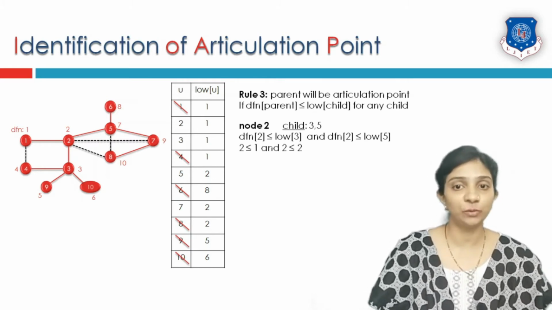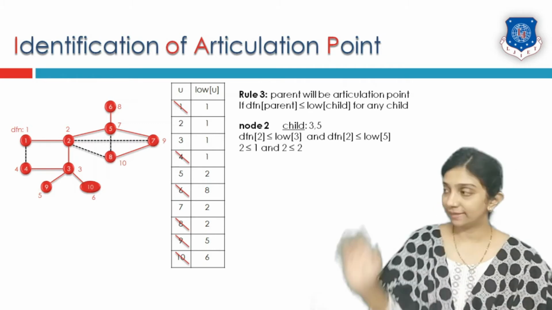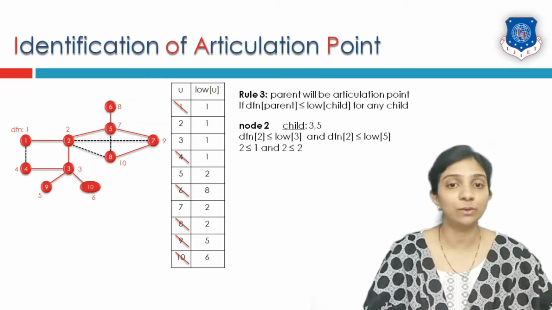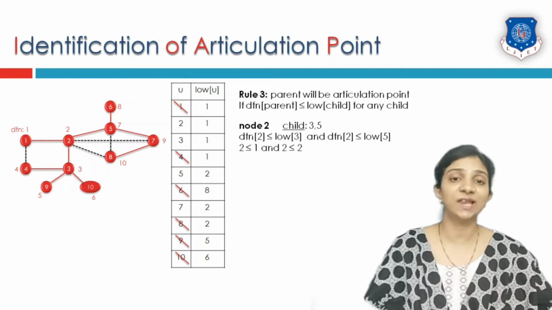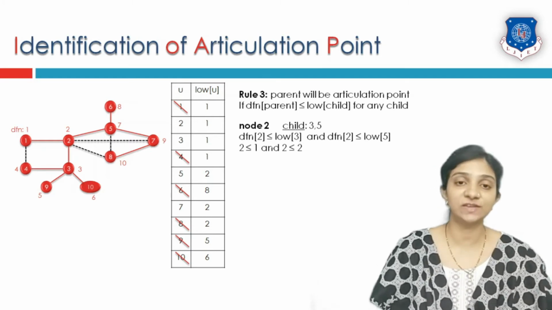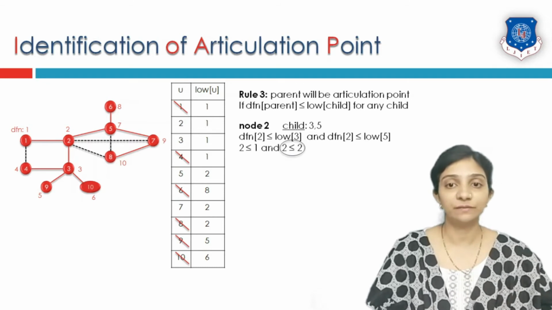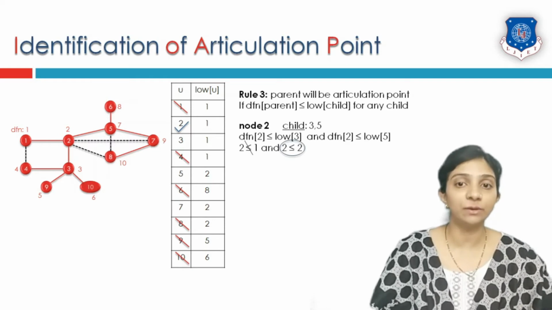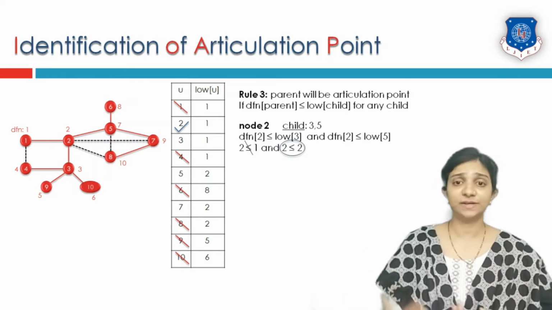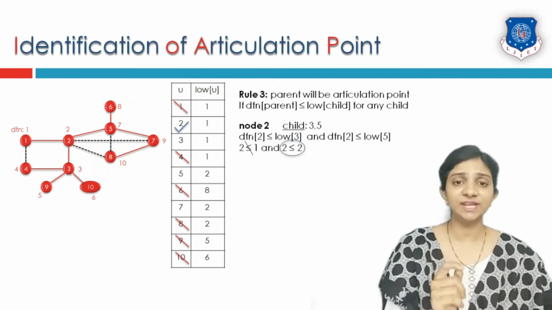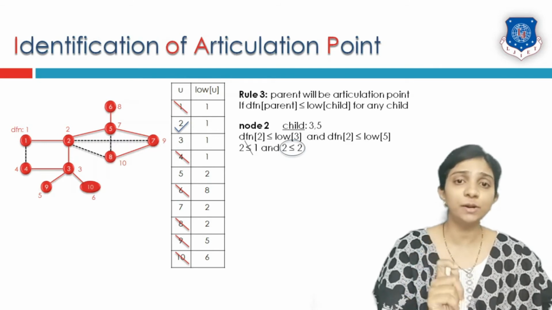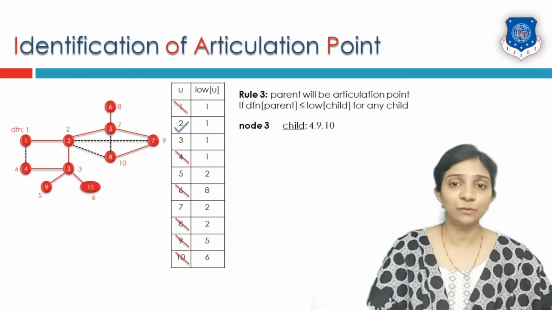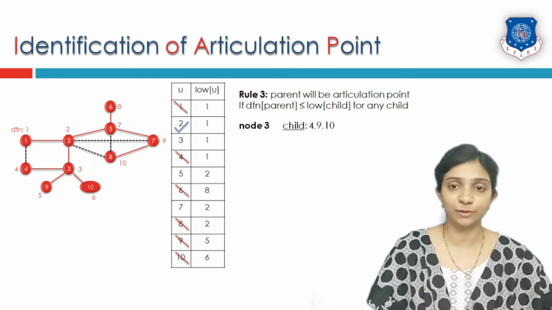So DFN of 2 is 2 and low of 3 is 1. I am looking inside this table, at the low values. Is 2 lesser than or equal to 1? And 2 is lesser than or equal to 2, which is actually low of 5. Out of these two, the condition is fulfilled, that 2 is lesser than or equal to 2, but the first condition is not fulfilled. If at least one condition is fulfilled, then I say that particular vertex or node is an articulation point.